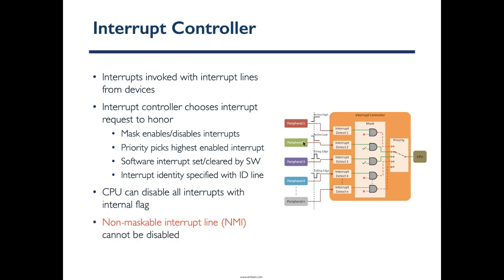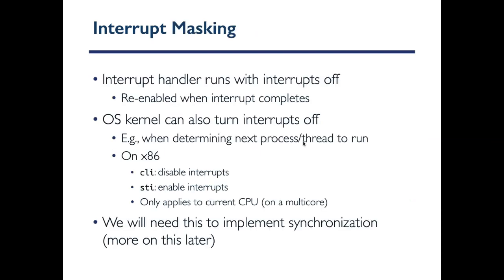There is one lane, though, I think it's not in this picture, that you cannot mask. There is always this non-maskable interrupt line that nobody can disable. The other thing to note is who can disable interrupts? Disabling interrupts is an operation that is only permitted if you're in kernel mode. So the user cannot disable interrupts. This is a privileged instruction. This is something to keep in mind.